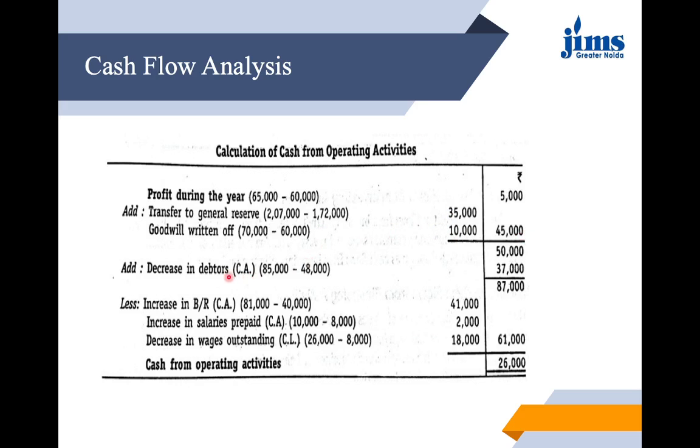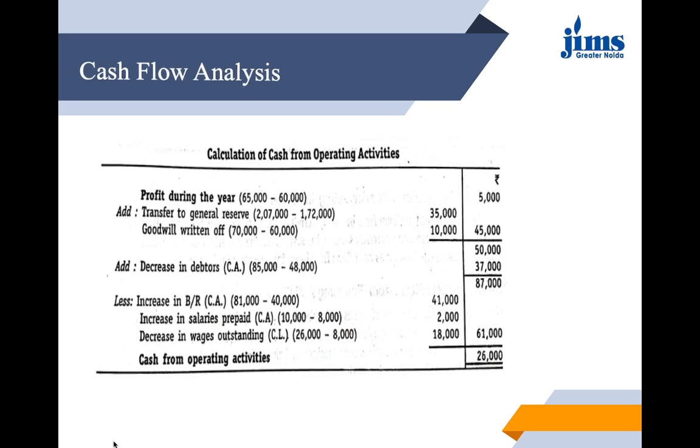And then we have further, there are no non-cash incomes to get subtracted. Then we add the changes in the working capital, means changes in the current assets and current liabilities. We will be adding the inflows and subtracting the outflows. So in this question, we are able to see decrease in debtors as an inflow. So we have added it. And on the other hand, we have three outflows, that is increase in bills receivable, increase in prepaid salaries, increase in outstanding wages. So finally it is subtracted and cash from operating activities is being obtained.